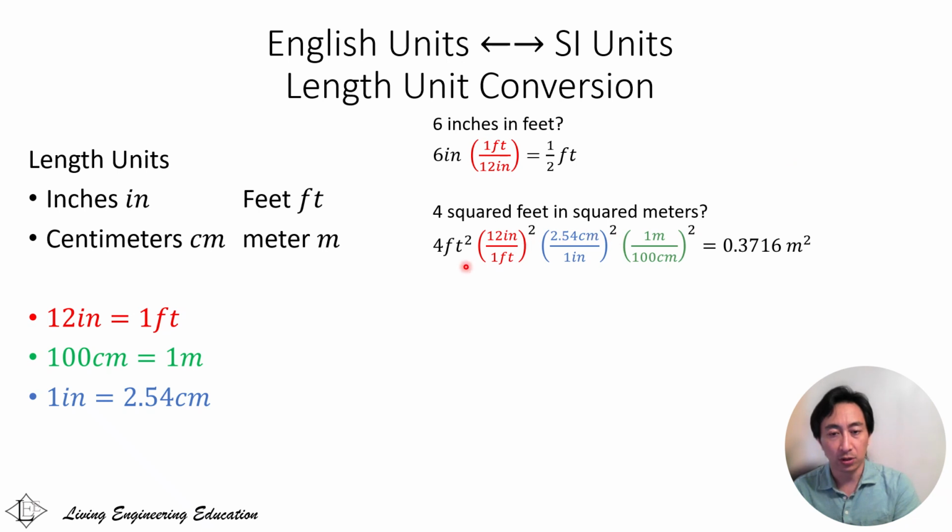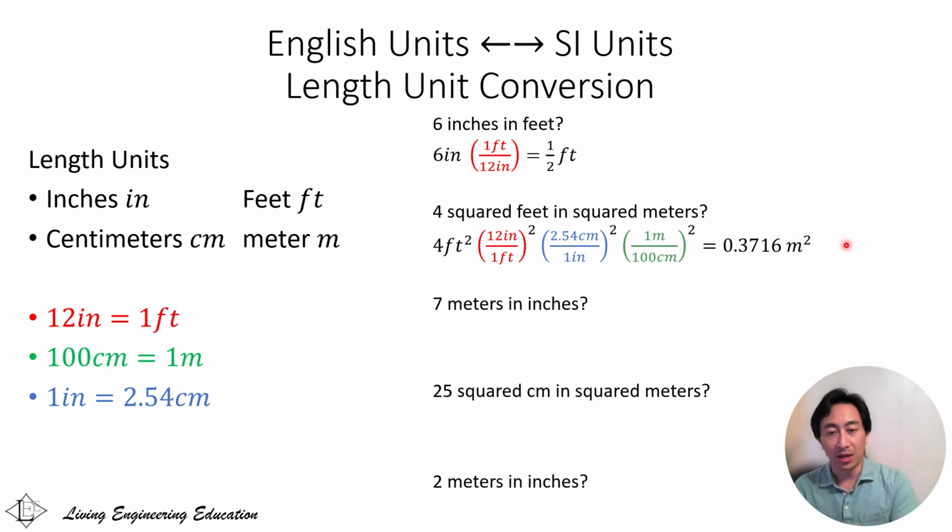So from foot to inches, I have the 12 inch per 1 foot conversion. Since this is feet squared, I want to drop this out. I need a feet squared down here, so I could square this whole system. And now we'll have inches squared. So inches to centimeters I can convert. 2.54 centimeters is 1 inch. I would need to square this whole system, this whole term. From centimeter squared now to meter squared, I would need 1 meter per 100 centimeters, quantity squared. Right? So if you multiply these all out, you get 0.3716 meters squared.